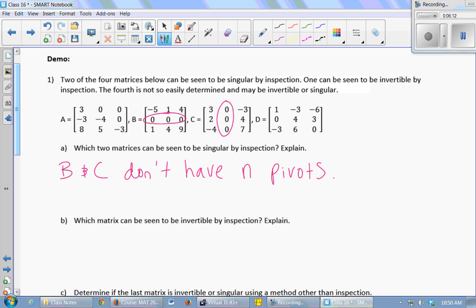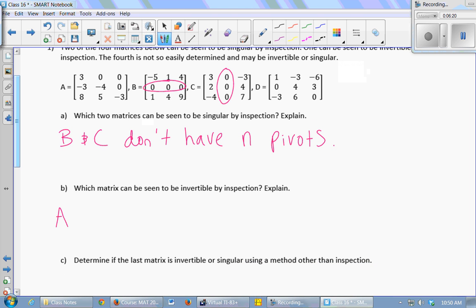Yeah, so if A transpose is invertible, then A is invertible. So if I write A transpose, then I have 3, 0, 0. So you just make the rows columns. -3, -4, 0, and 8, 5, -3. There's a pivot in every column. You've got 3 pivots for A transpose, which means that A transpose is invertible, which means that A is invertible.